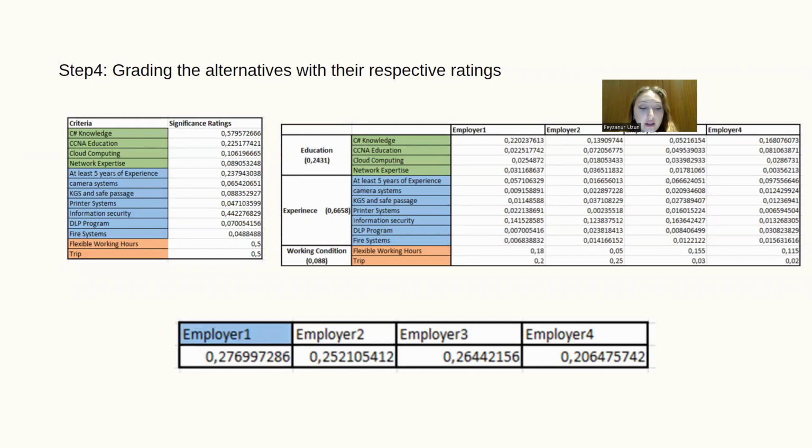Then lastly, we grade the alternatives with their respective ratings. You can see in the table the criteria and their significance ratings. And then after the calculation, we found the best employee is employee 1.